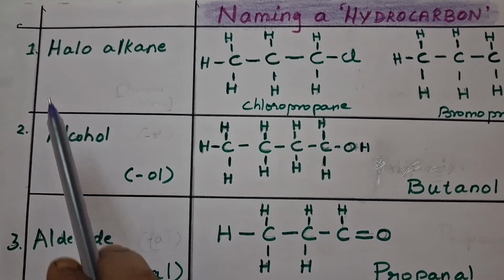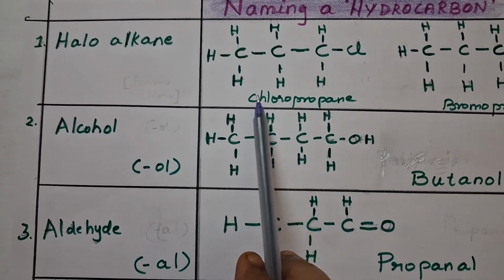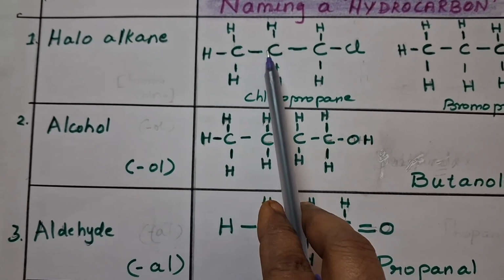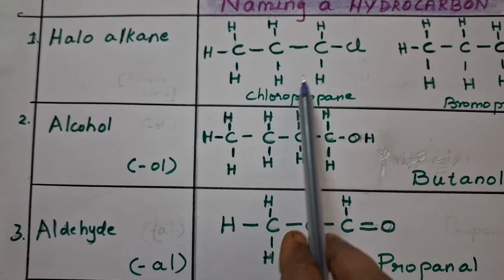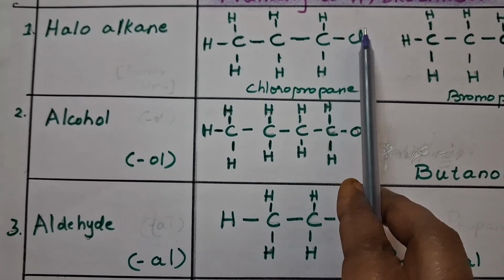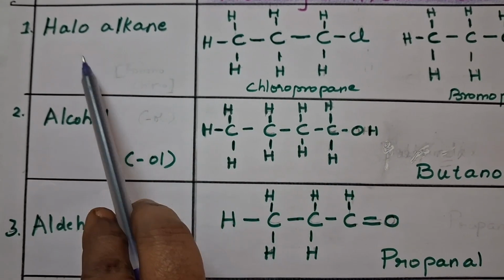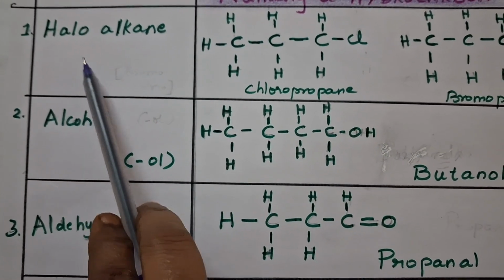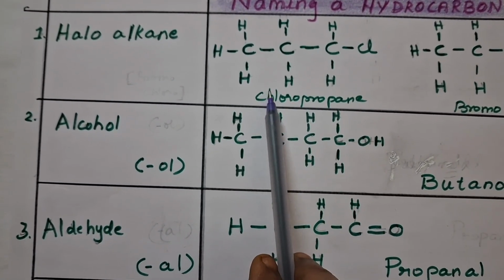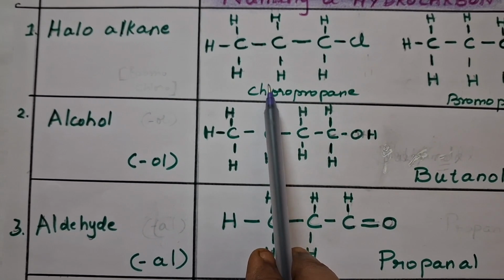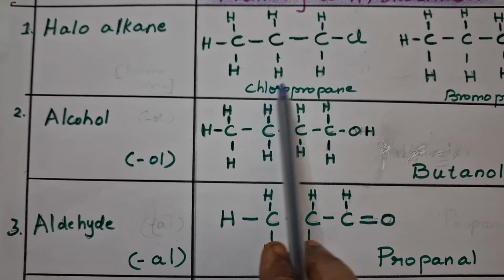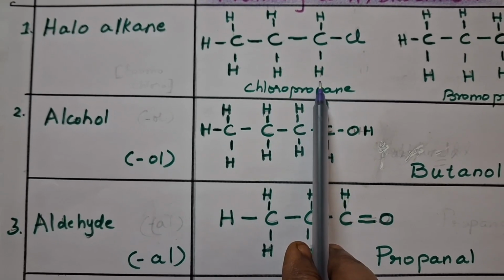The first one is haloalkanes. So here the compound is chloropropane. Meth, eth, prop, so it is propane. Since there are 3 carbon atoms it is propane, and a chlorine is there. In the case of haloalkanes, when chlorine, bromine, iodine, any halogen comes, it comes first in the naming, the chloro or bromo or iodo, whatever the compound is. The halogen comes first, then the alkane part comes.